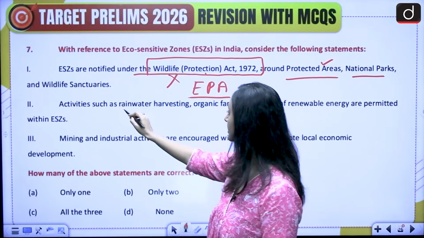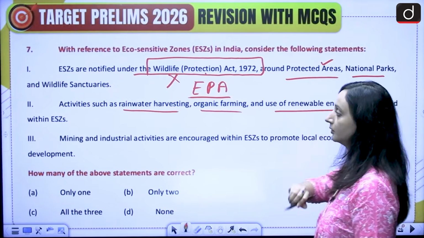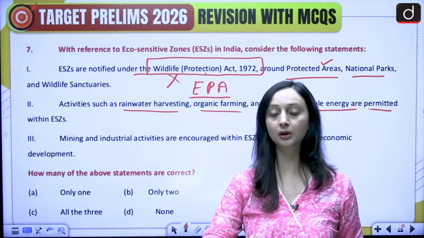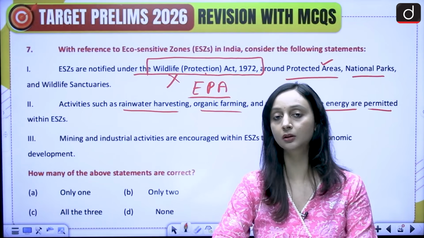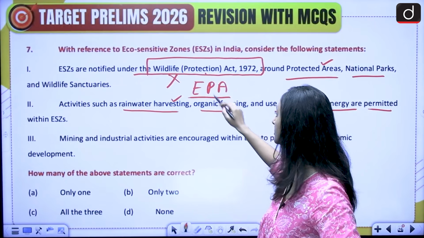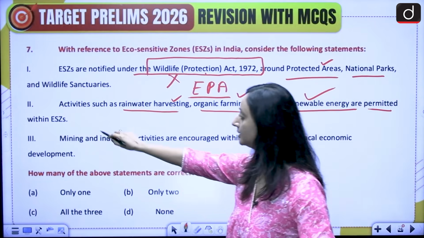Now, activities such as rainwater harvesting, organic farming and use of renewable energy are permitted within ESZs. Do you think they will be permitted? Yes, they will be permitted. Certain activities will be permitted, certain will not be permitted. They are all sustainable practices, so that is permitted.